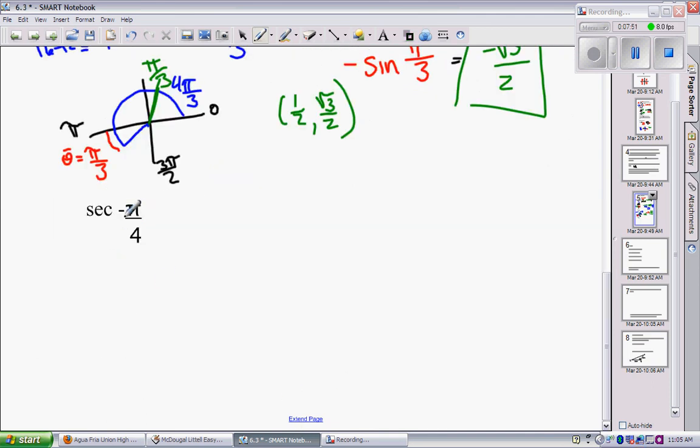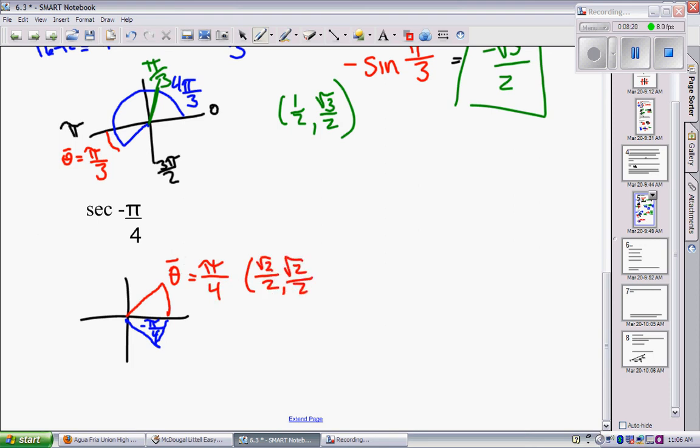Then if you have the secant of negative pi over 4, going negative is going clockwise to right here. This is negative pi over 4. So we're only pi over 4 away. So our reference angle is pi over 4, which is the point root 2 over 2, root 2 over 2. We have secant, which is going to be positive in quadrant 4.